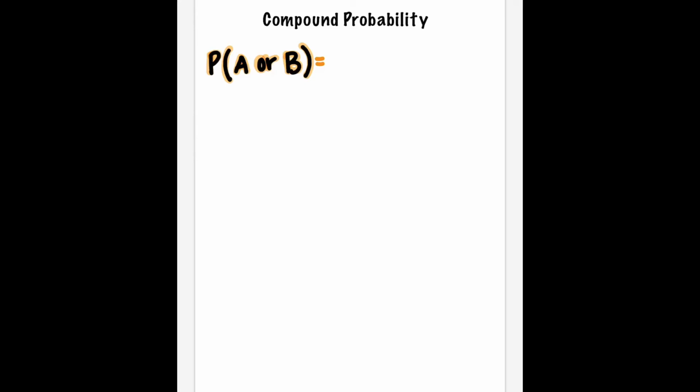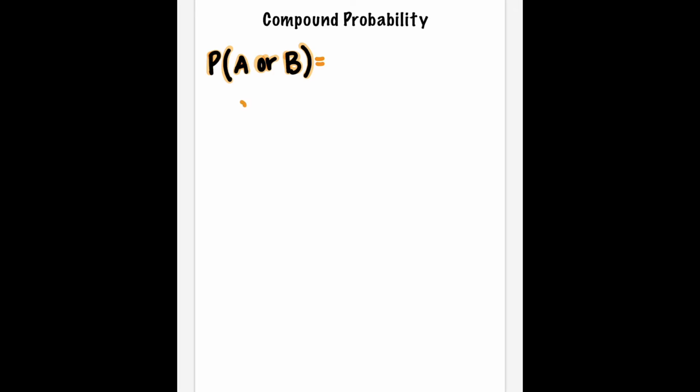In this video, we are going to talk about compound probability. Previously, we talked about basic probability, where we found the probability or the likelihood that one event would happen. Now we're looking at the probability that one or another event happens. So we'll start with a visual representation.